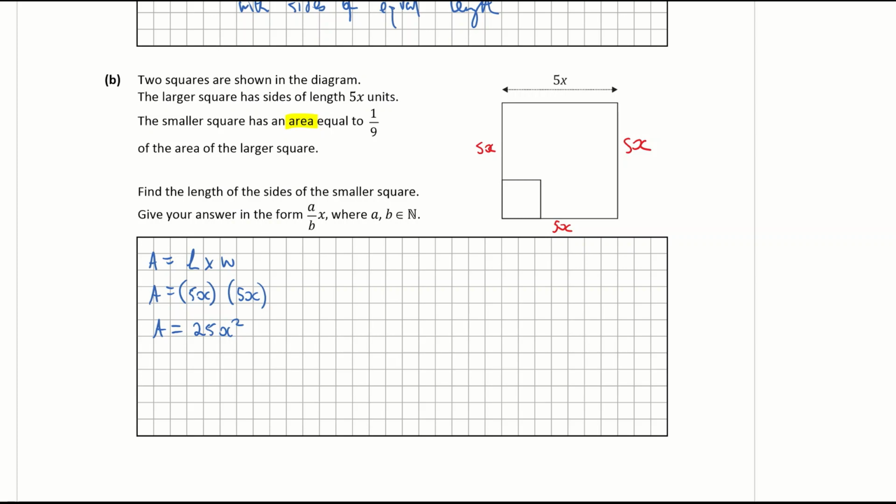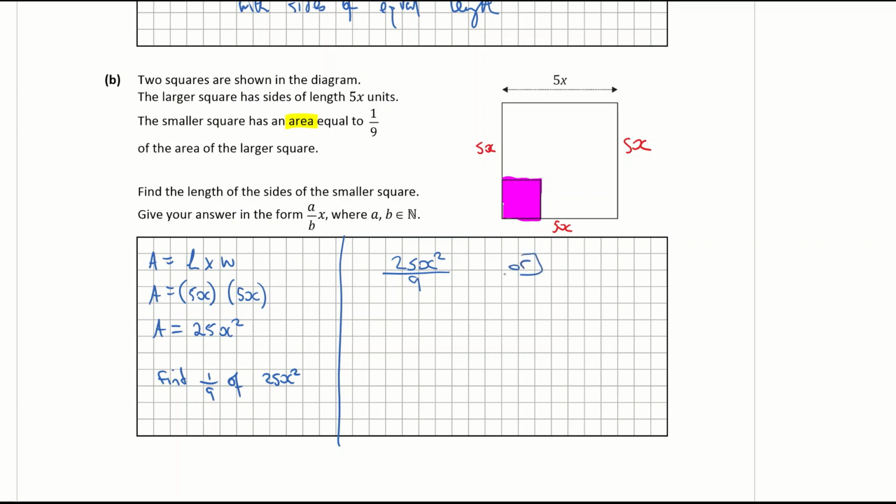It's then telling me that the area of the smaller shape is 1/9 the area of the larger shape. So I basically just need to find 1/9 of 25x squared. Now to find 1/9 of something, we basically multiply it by 1/9 or divide by 9 and multiply by 1. So technically all I need to do here is go 25x squared divided by 9.